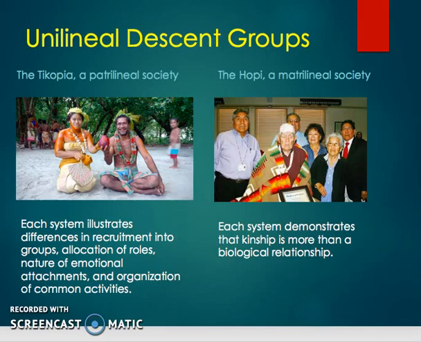Here we see the Tikopia, a patrilineal society of Melanesia in the southern Pacific, and the Hopi, a matrilineal society of the southwestern United States. Each system illustrates differences in recruitment into groups, allocation of roles, nature of emotional attachments, and organization of common activities. Each system also demonstrates that kinship is more than a biological relationship.